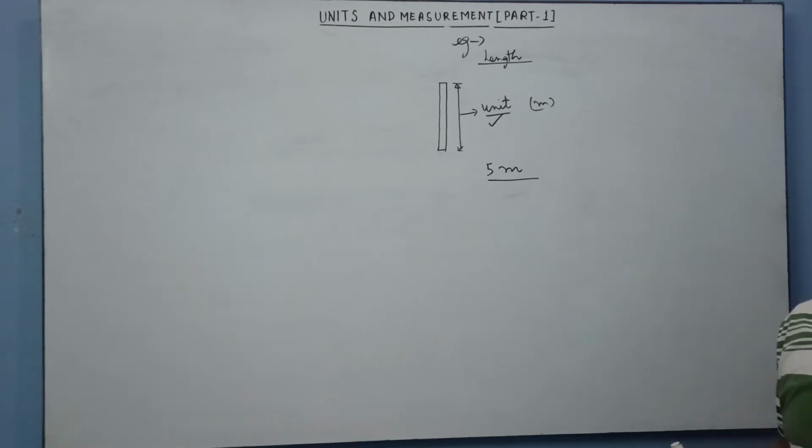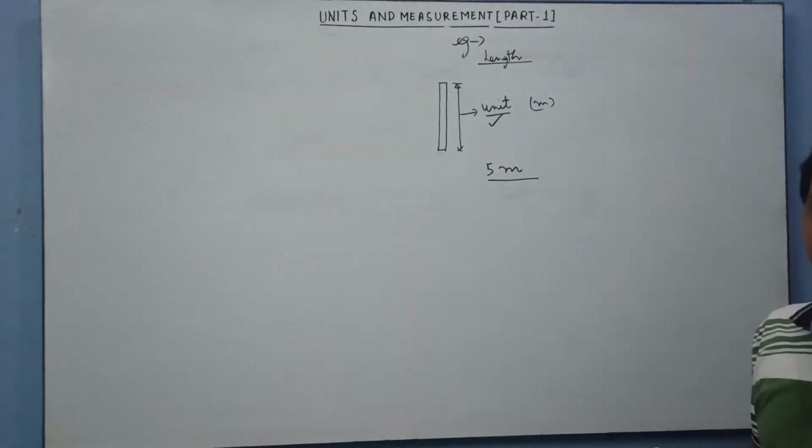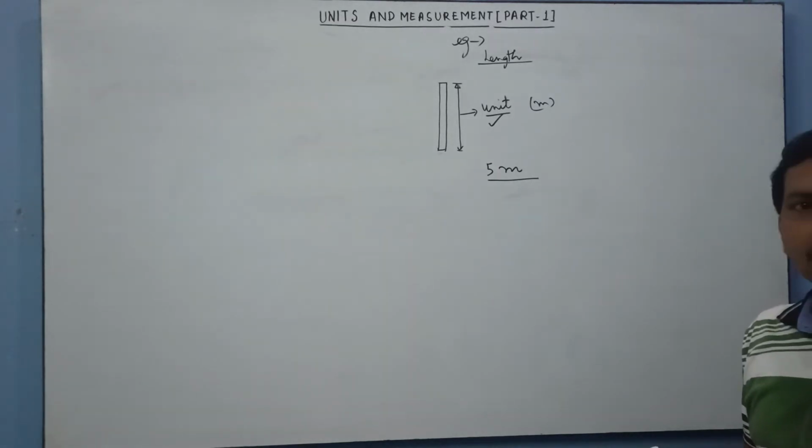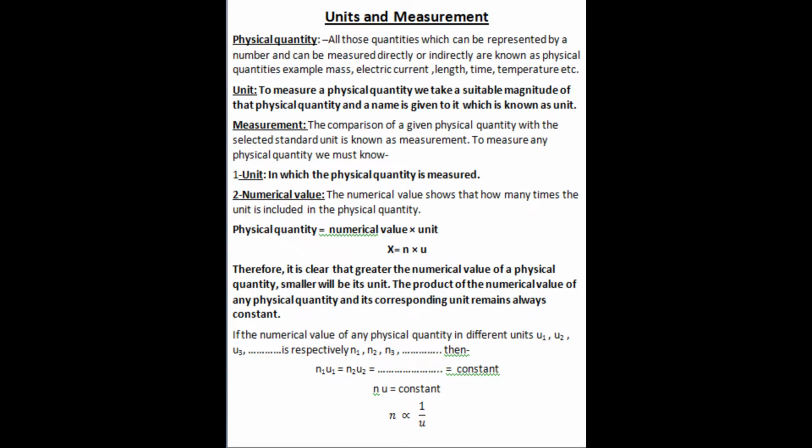Similarly, you can measure any physical quantity by taking its unit as standard, then comparing the given physical quantity with that unit. To measure any physical quantity, we must know two things. First is the unit, in which the physical quantity is expressed. Second is the numerical value. The numerical value shows how many times the unit is included in the physical quantity. Physical quantity is equal to numerical value into unit.